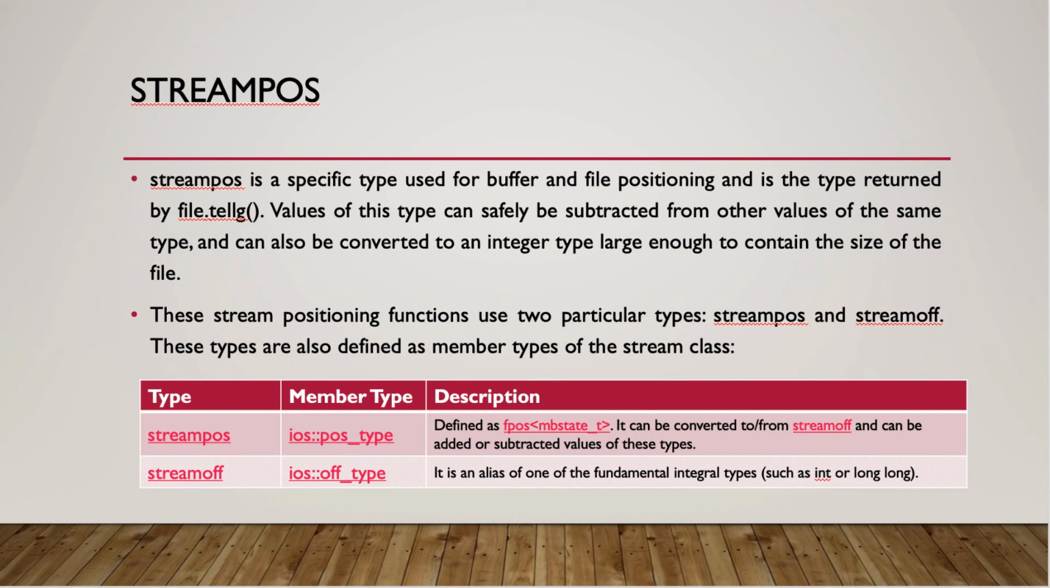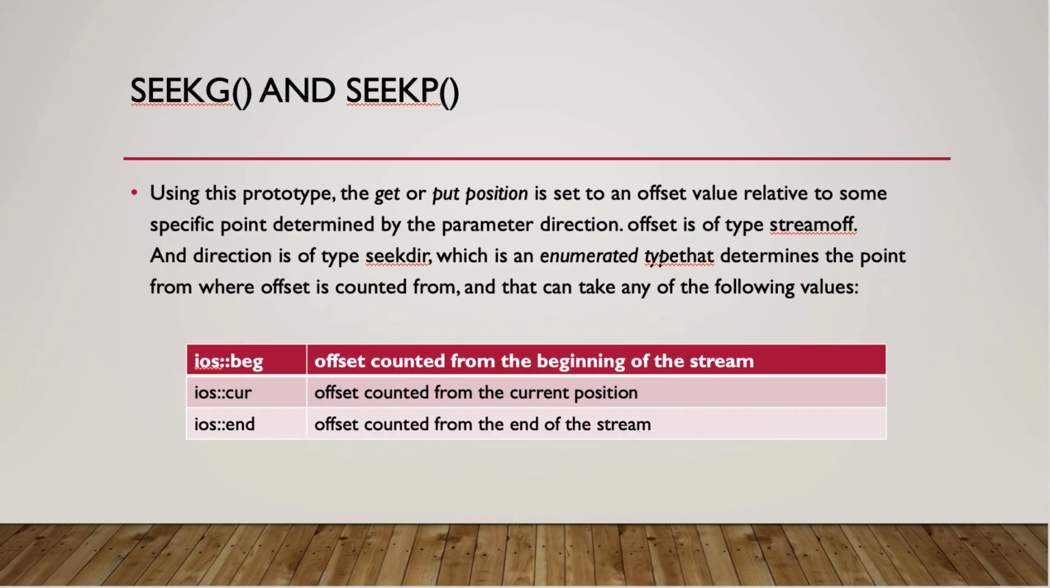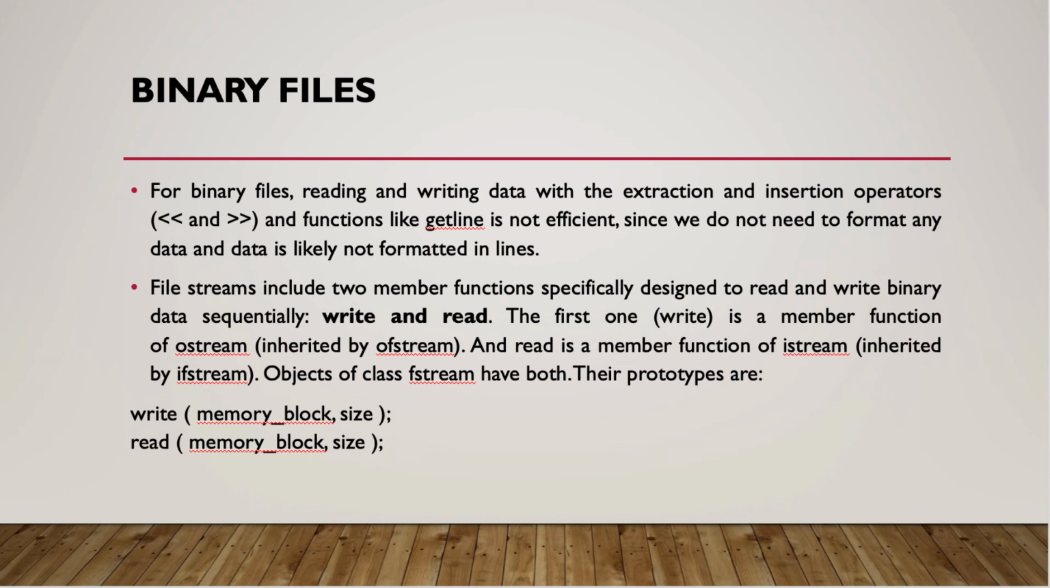So let's go and start talking about the binary files and see how the file operations work over the binary files, okay? So for binary files, reading and writing data with the extraction and insertion operators and functions like getline is not sufficient. Remember, you're talking about binary, not the text anymore. Since we do not need to format any data and data is likely not formatted in different lines over here, getline and such are not going to work.